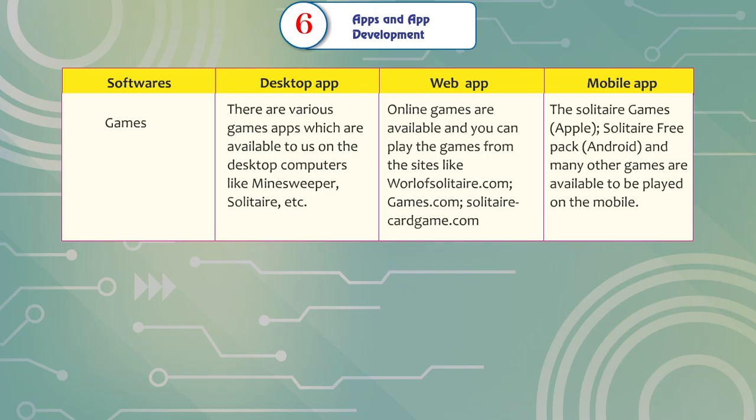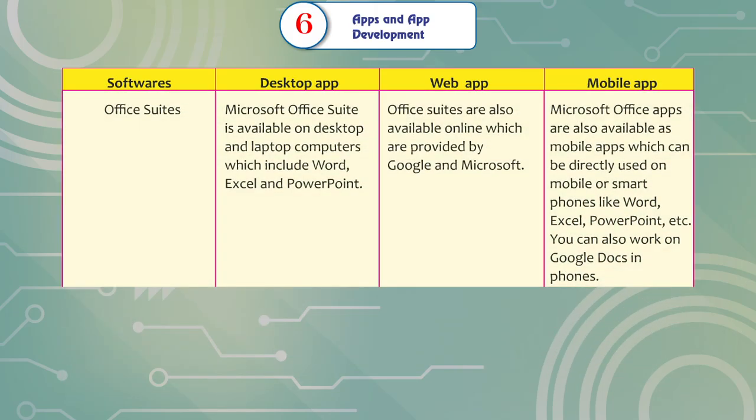Online games are available and you can play the games from sites like worldofsolitaire.com, games.com, solitairecardgame.com. The Solitaire games, Apple, Solitaire Free Pack, Android, and many other games are available to be played on the mobile. Office suites. Microsoft Office Suite is available on desktop and laptop computers, which include Word, Excel, and PowerPoint.